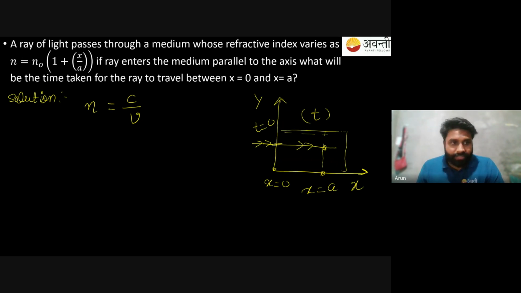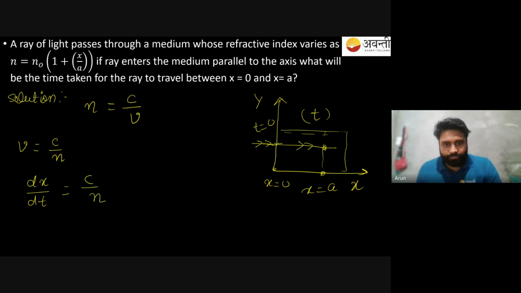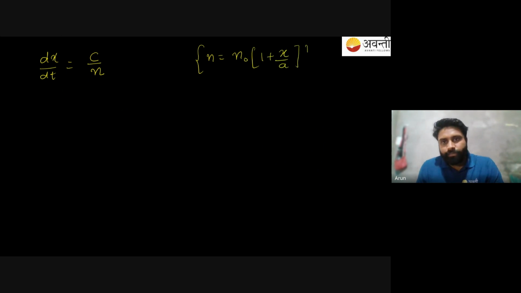So from here, we can write V equals C by N. And V is nothing but dx by dt, the change of position with respect to time. So C by N we have. So dx by dt equals C by N. We have been provided that N equals N naught into 1 plus X by A. So put this value in this equation.